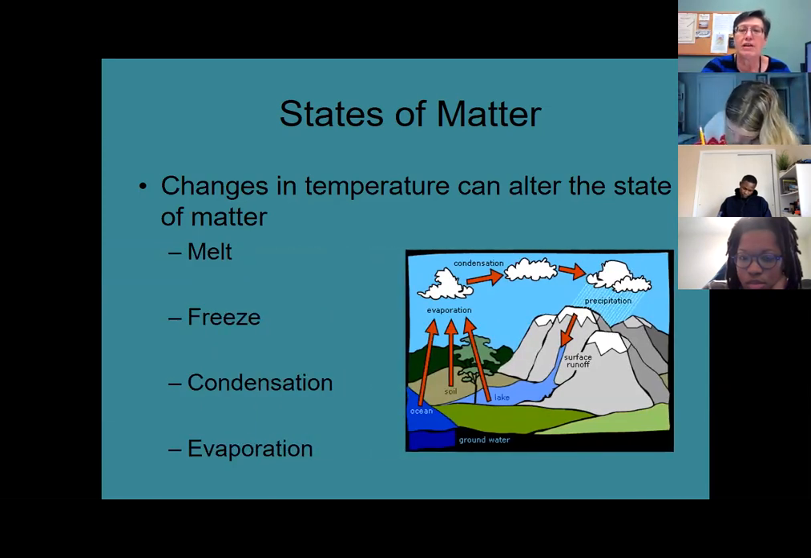And so here's an illustration. We see that we have a lake, so there's liquid, water in its liquid state. The sun heats it, so it evaporates, it cools and condenses in the clouds and then rains. If it got cold enough, then it could freeze.